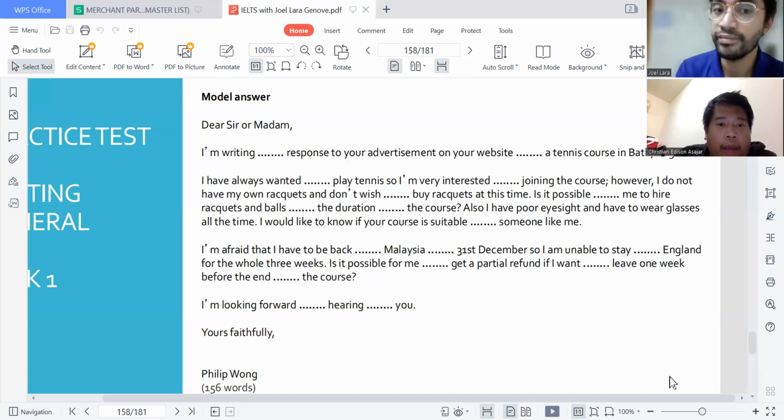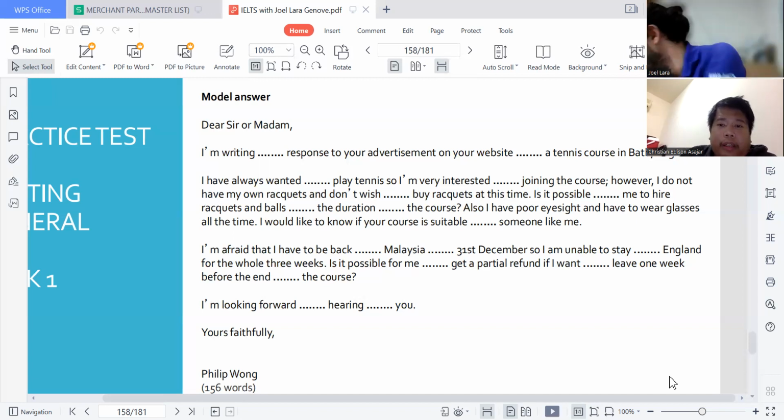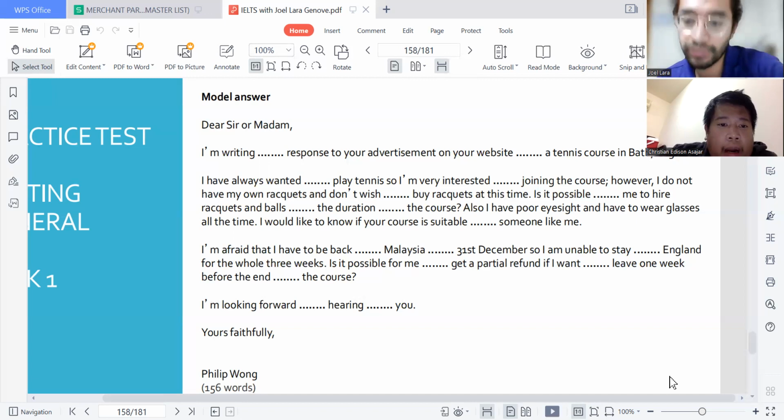However, I do not have my own rackets and don't wish to buy rackets at this time. So that's the first problem. Rackets. He doesn't have a racket with him. Continue. Is it possible for me to hire rackets and balls within the duration of the course?